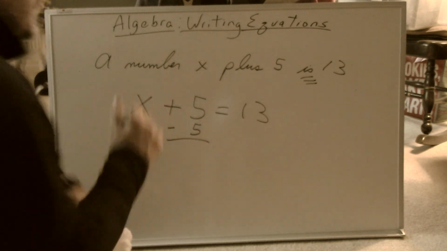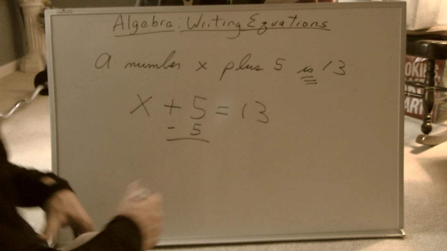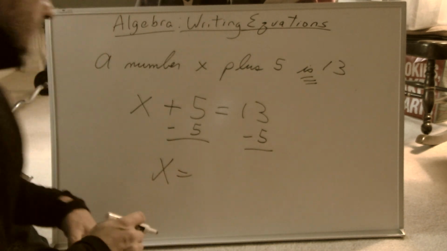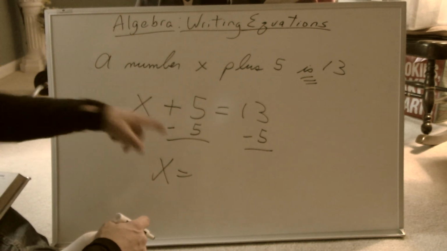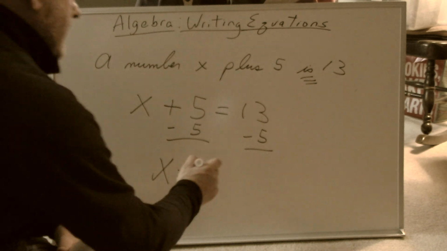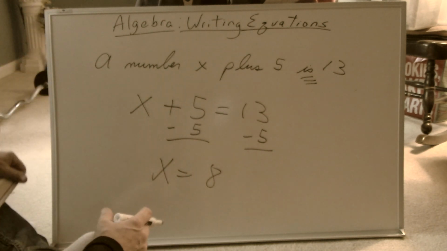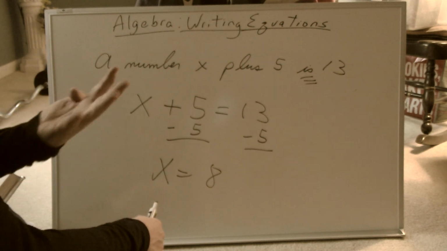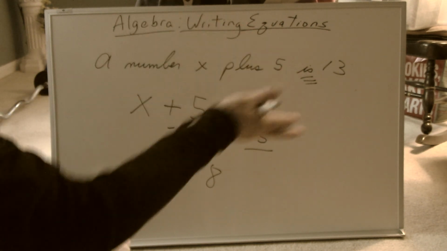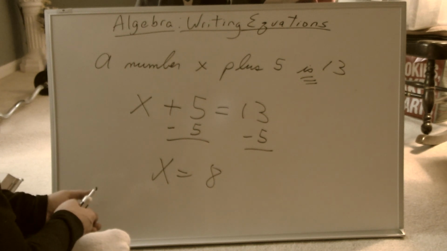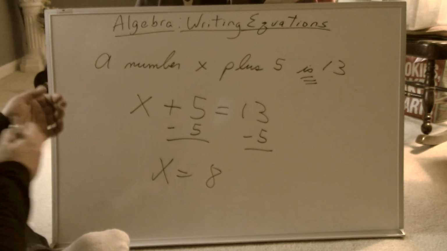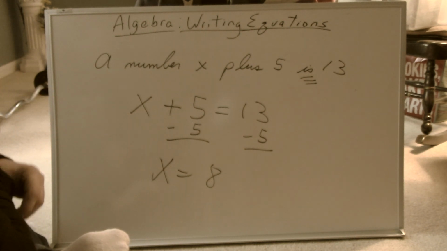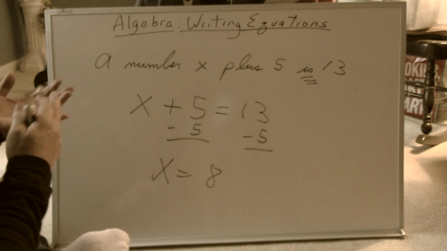Minus 5, because in algebra, we want to combine like terms, right? So it's minus 5, x equals, we take 5 from 13, and we have 8. Now, let me just say one thing. x plus 5 equals 13. I'm going to do videos on doing algebraic equations, and there's 4 steps to algebra. Well, I should say 3 steps.